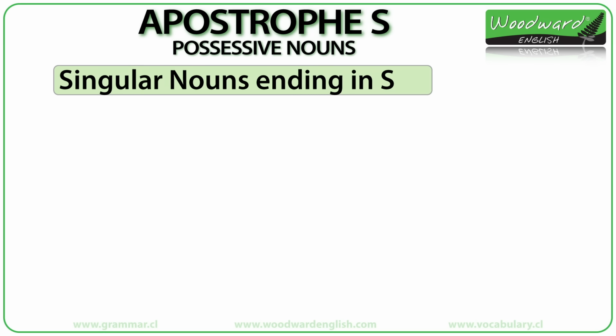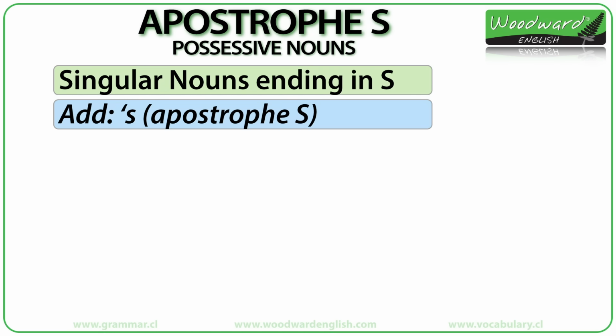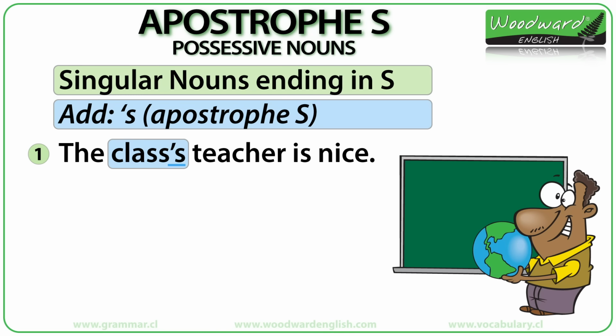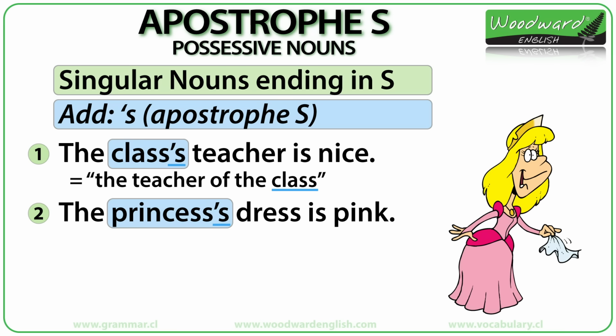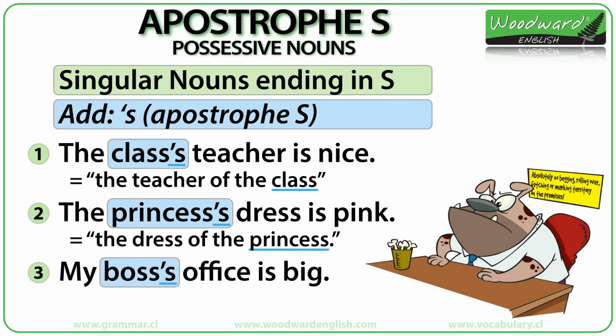So the rule is singular nouns ending in S, we add apostrophe S. Our examples: the class's teacher is nice. This refers to the teacher of the class. The princess's dress is pink. This refers to the dress of the princess. The final example: my boss's office is big. This refers to the office of my boss.